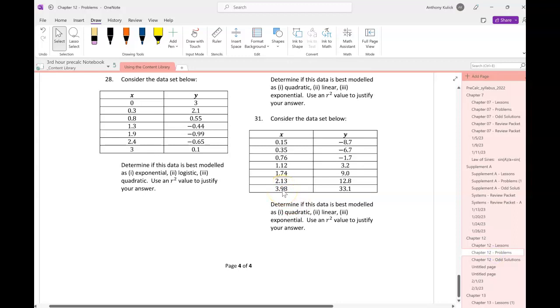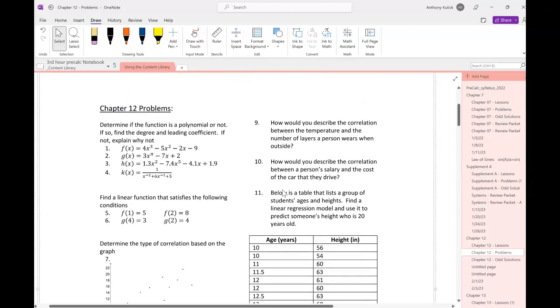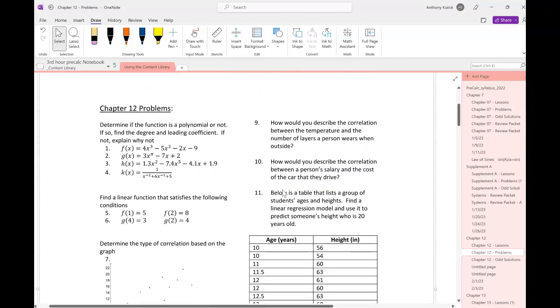Olivia, you said you wanted to do another problem? Yeah, one from the homework. What about these ones? Let's do these real quick then. Is this a polynomial? Yes, because all the numbers are real. All the exponent values are positive whole numbers. So that's a polynomial. The leading coefficient is 4. And the degree is 3, the biggest exponent.